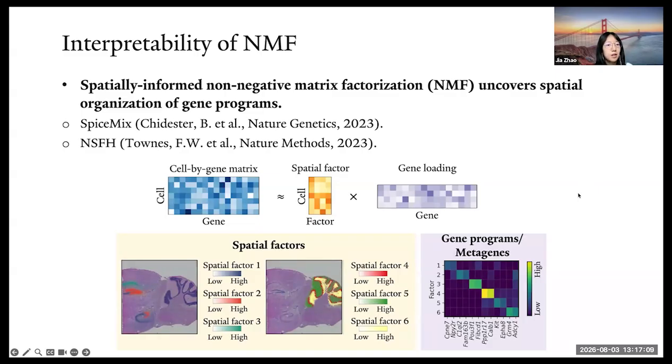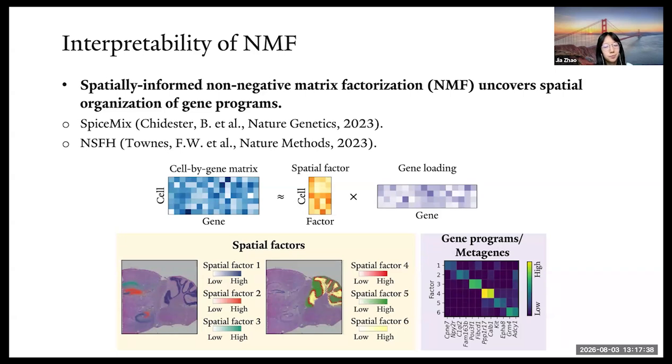Those methods are really good and state of the art in the field, but one potential limitation is that they are primarily designed for one section at a time. As shown here, at one time, the input is a cell by gene matrix and also the spatial coordinates. These methods can only handle one section at a time.